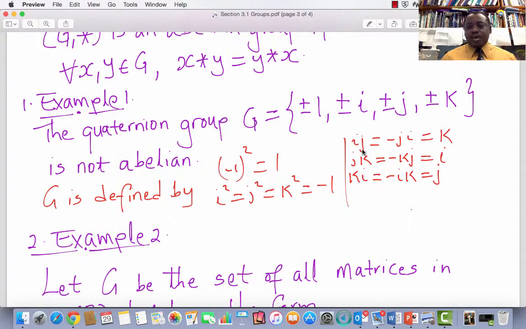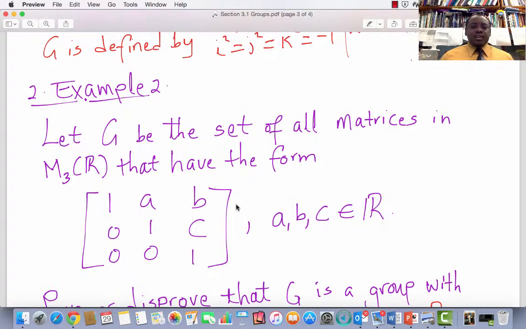You can see that commutativity doesn't hold. ij is not the same as ji. It's actually negative ji. We shall talk a little bit more about this group in class. It's a very important group in the study of abstract algebra. So the Quaternion group is not abelian.